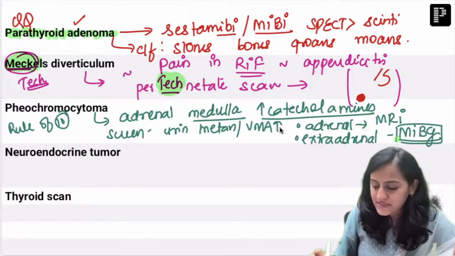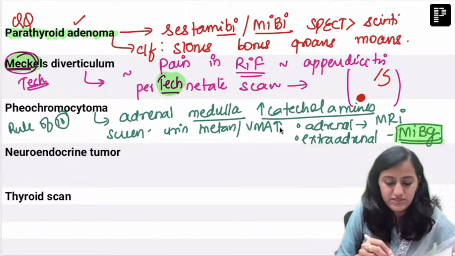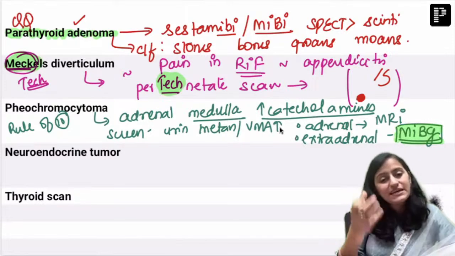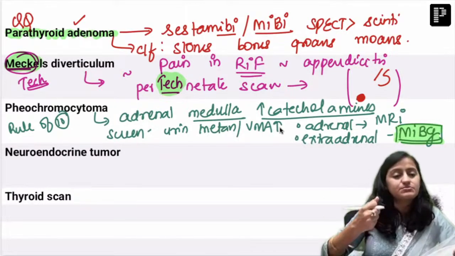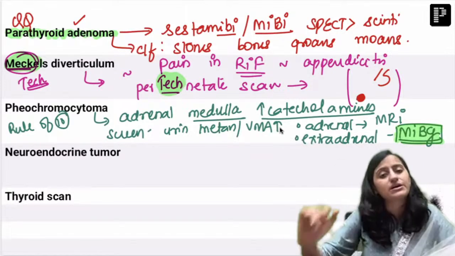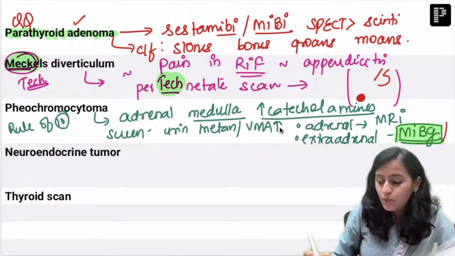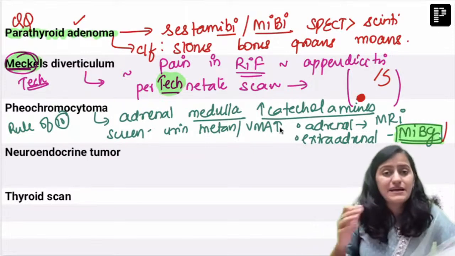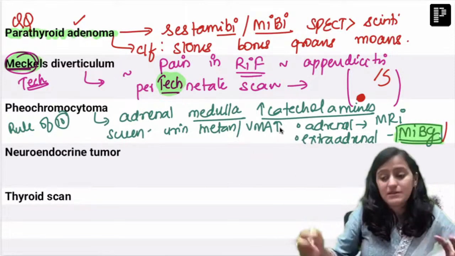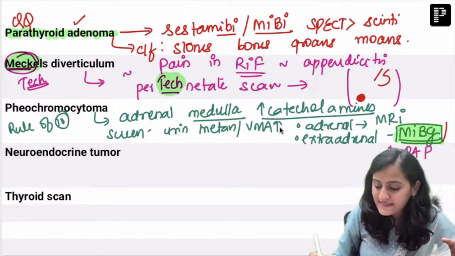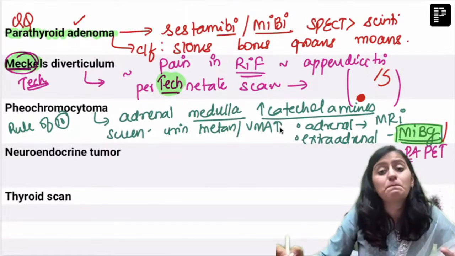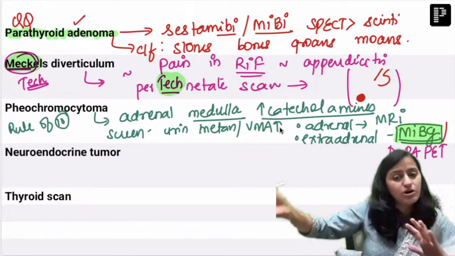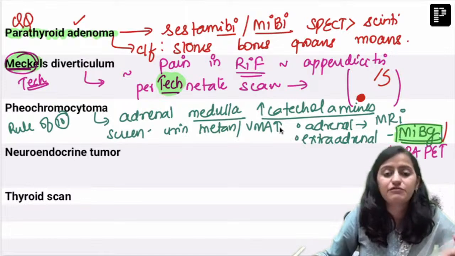So remember, we do the MIBG scan for extra-adrenal pheochromocytoma, because MIBG is incorporated during catecholamine synthesis. Wherever the synthesis is happening, it will go there. What specific PET scan can we do for this? Remember catecholamines: dopamine, norepinephrine, epinephrine. So for dopamine, we have something called DOPA PET, which is done for pheochromocytoma.